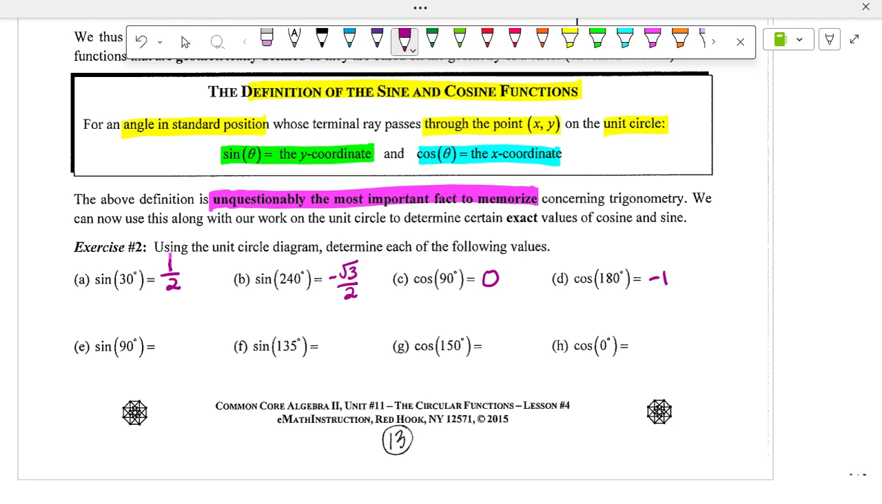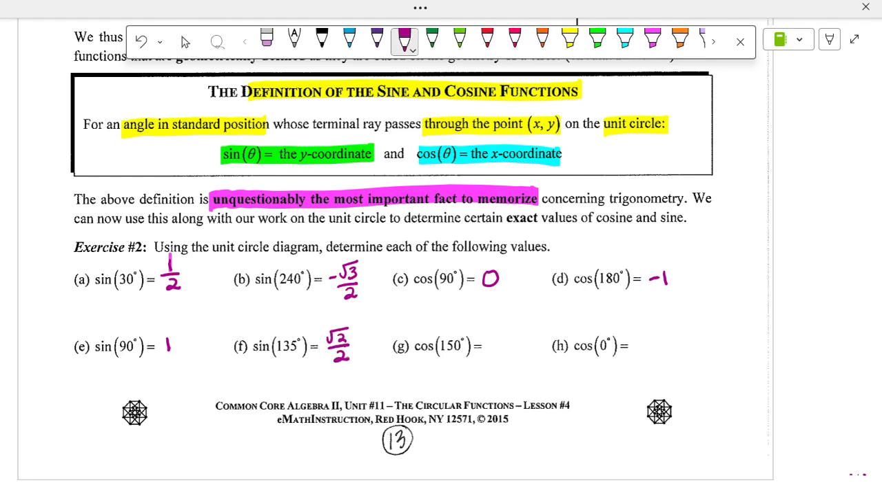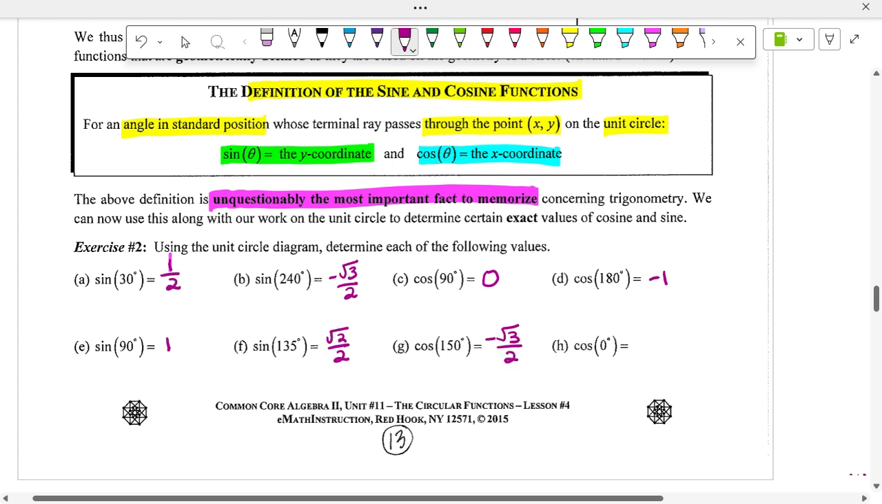Okay, sine of 90, what is it? 1. It's the y value of the point at 90 degrees. Sine of 135, what is it? Square root 2 over 2. The y value of the point at 135. Cosine of 150, what is it? Negative square root of 3 over 2. It's the x value of the point at 150. And yes, you do need to include the negative part if it has negative. And then finally, cosine of 0 degrees. 1.